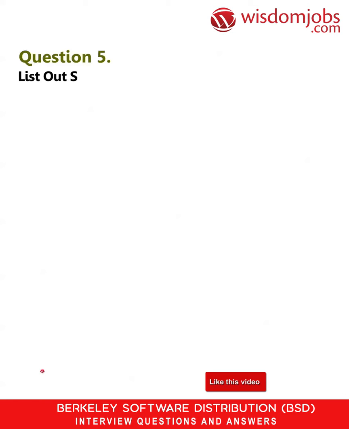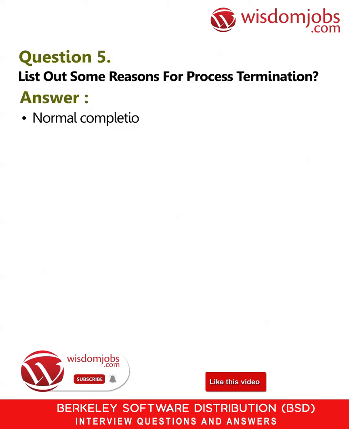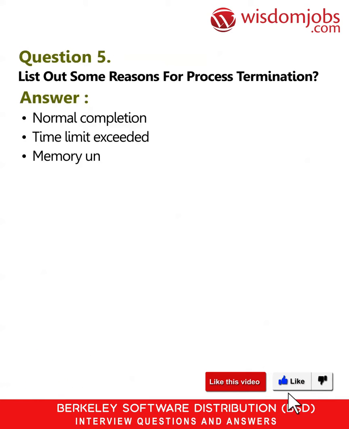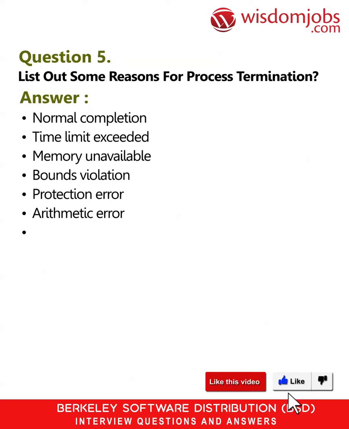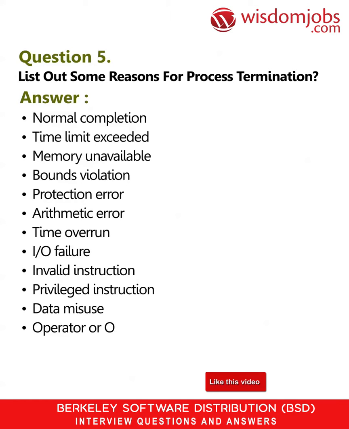Question 5. List out some reasons for process termination. Answer: normal completion, time limit exceeded, memory unavailable, bounds violation, protection error, arithmetic error, time overrun, I/O failure, invalid instruction, privileged instruction, data misuse, operator or OS intervention, parent termination.